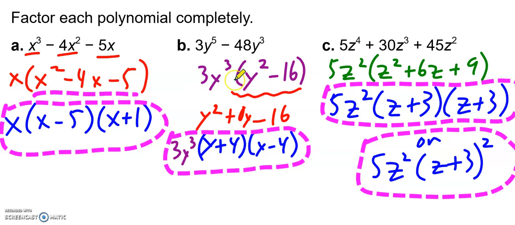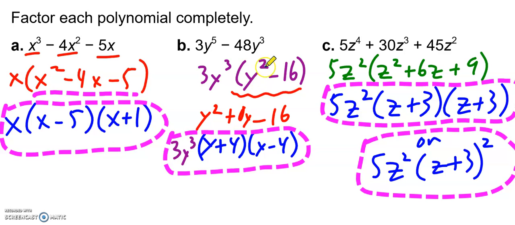All right, so the second one was maybe a little bit tricky. First, we take out the greatest common factor, or GCF, and that's 3y to the third. So if I take out a 3y to the third, I'm left with y squared minus 16. Now, some of you may remember how to factor this. This is what we call difference of squares, and this is what I'm going to talk about in the very next video.